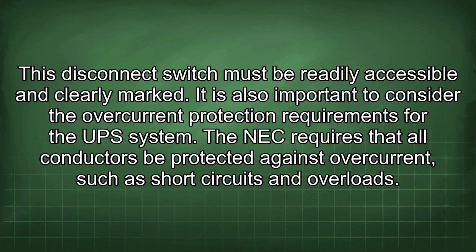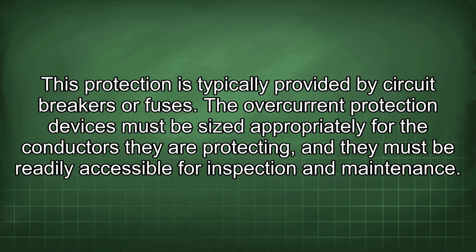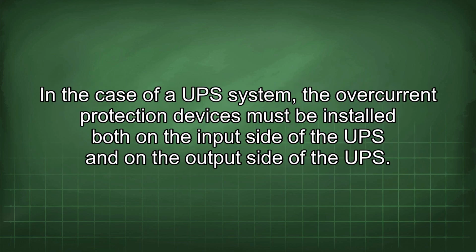It is also important to consider the overcurrent protection requirements for the UPS system. The NEC requires that all conductors be protected against overcurrent, such as short circuits and overloads. This protection is typically provided by circuit breakers or fuses. The overcurrent protection devices must be sized appropriately for the conductors they are protecting, and they must be readily accessible for inspection and maintenance. In the case of a UPS system, the overcurrent protection devices must be installed both on the input side of the UPS and on the output side of the UPS.